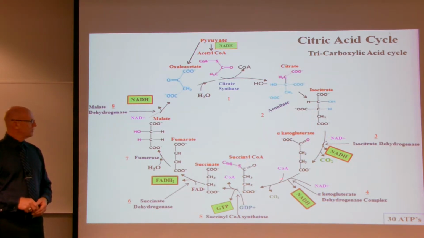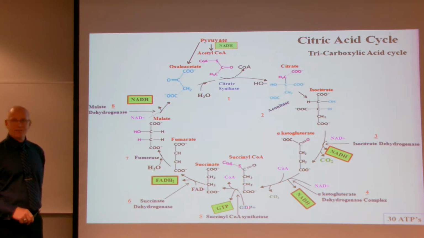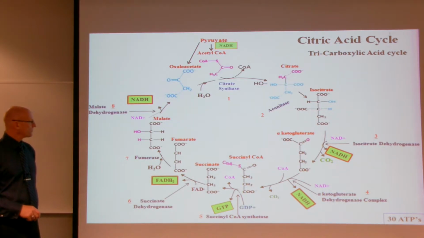Then that will yield succinyl-CoA. This is a 4-carbon molecule, succinyl-CoA. Now the fifth step, succinyl-CoA synthetase, is going to remove the coenzyme A, and that will liberate some free energy, where guanosine diphosphate will pick up the phosphate and add guanosine triphosphate through that energy.